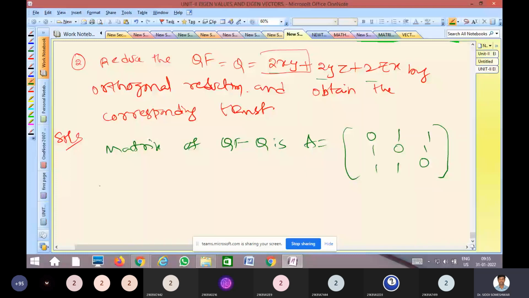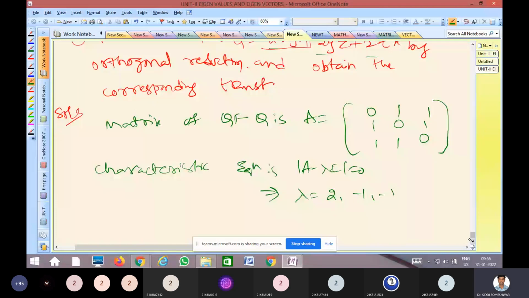And then we need to write the characteristic equation corresponding to this matrix. The characteristic equation is A minus lambda I equal to 0. You know how to calculate. So here, if you observe the eigenvalues, you are going to get 2, minus 1, minus 1, in which minus 1 is repeated twice.